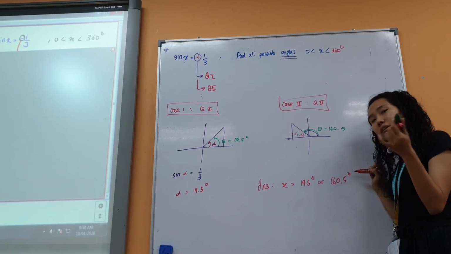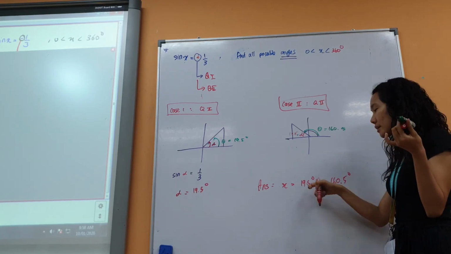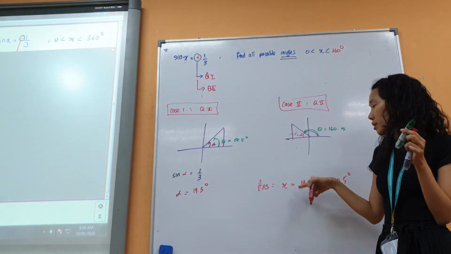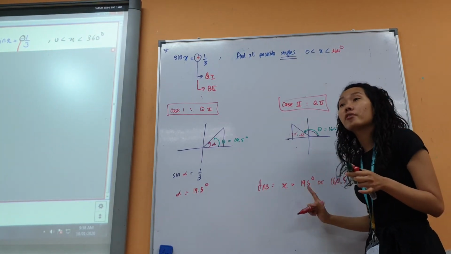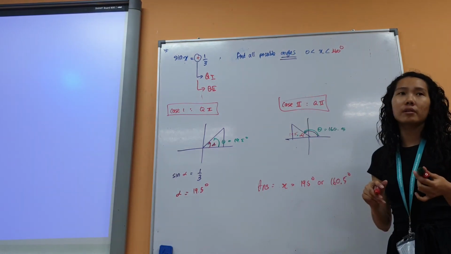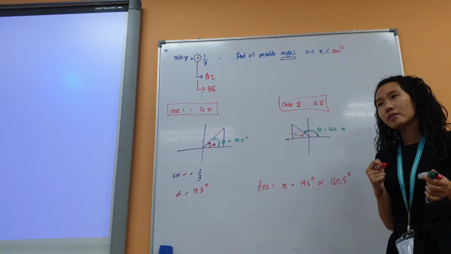Now if you don't believe, you can take your calculator, you type sine 19.5. You're going to get 0.33 something. Of course it's not going to be so accurate because we round off. Here also sine 160.5. You're going to get that as well. Oh, really? Are you okay?